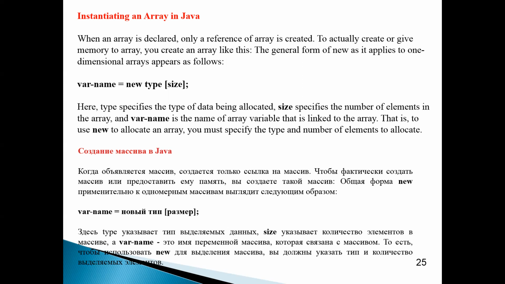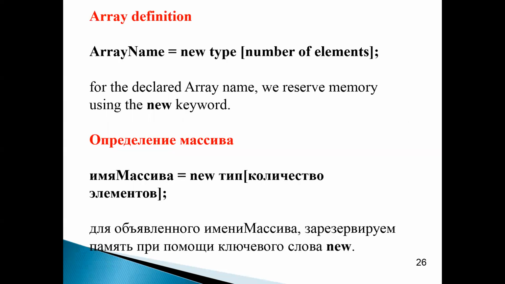Here, type specifies the type of data being allocated. Size specifies the number of elements in the array. And var name is the name of the array variable that is linked to the array. That is, to use new to allocate an array, you must specify the type and number of elements to allocate. Okay.